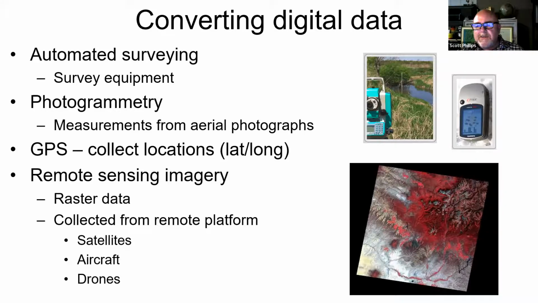GPS receivers collect latitude and longitude that can be imported into GIS. You can have spreadsheets that include X and Y coordinates, or even sometimes addresses that can then be converted, or what we call geocoded, into locations. Also, this includes remote sensing imagery. We'll have a whole different lecture on remote sensing later in the semester, but essentially this is raster data that's collected from a distance by satellites or aircraft or drones. It is oftentimes imagery, but this can also include things like LiDAR data or radar data, various types of things that have been created by sensors and then turned into some product that you can import into GIS.